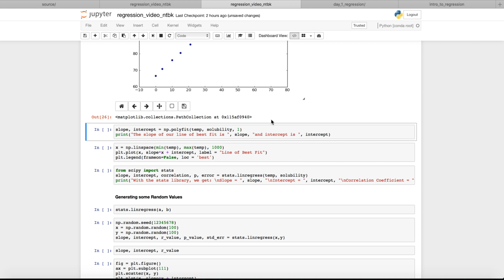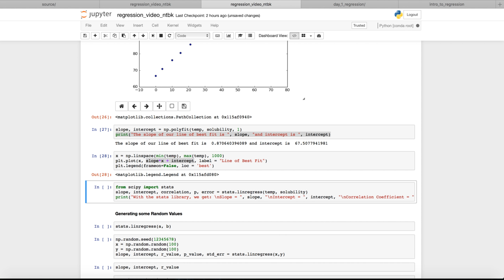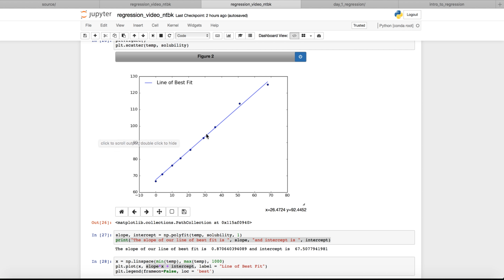Well, let's use it. Again, I'm going to use np.polyfit with degree 1, and I'll just print out what the slope and the intercept are. So slope is 0.87, intercept 67.5. Now what I can do is go ahead and plot that line of best fit. Again, it's just the slope times x plus the intercept that I've assigned up here. That looks like a pretty good fit to the line.